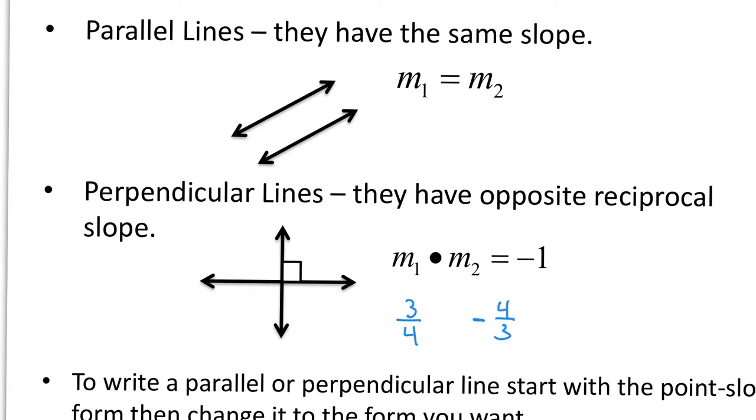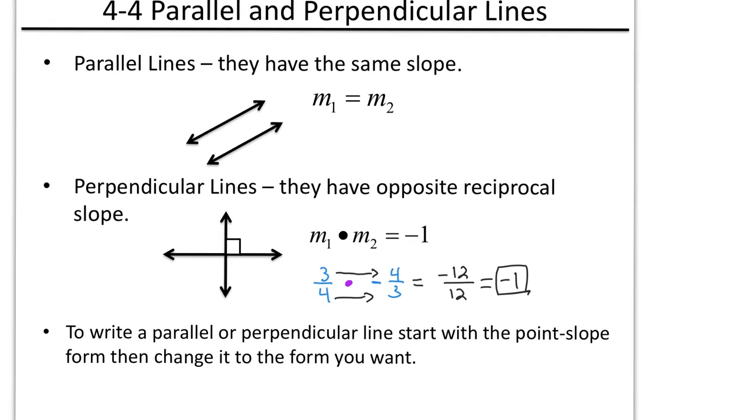If you multiply these 2, I'm just going to put a times in the middle. If they're perpendicular, the product has to equal -1. I'm going to show you. When you multiply fractions, you multiply straight across. So the top will be -12 and the bottom will be 12. And -12 divided by 12 is -1. So we have perpendicular lines. The 2 lines have opposite reciprocal slopes.